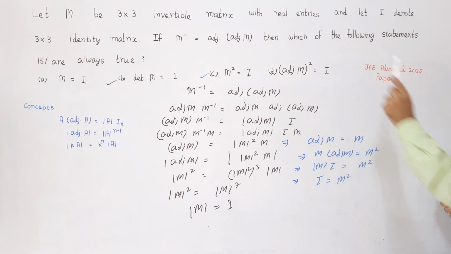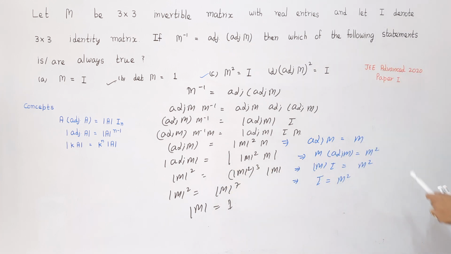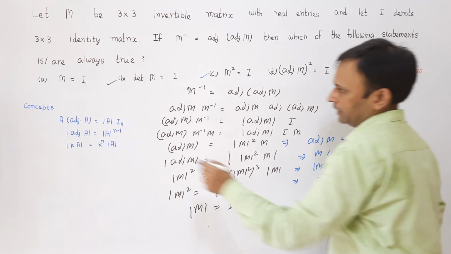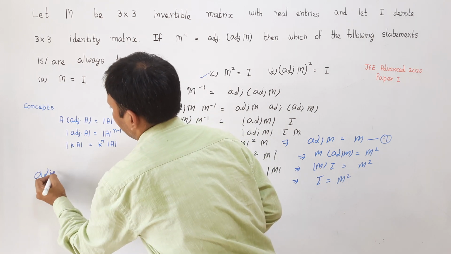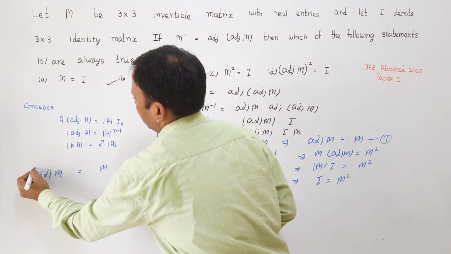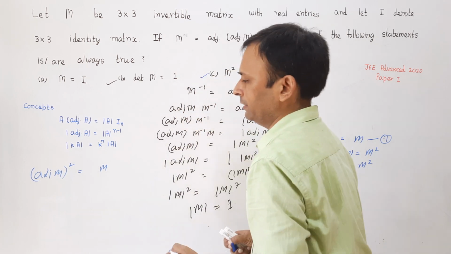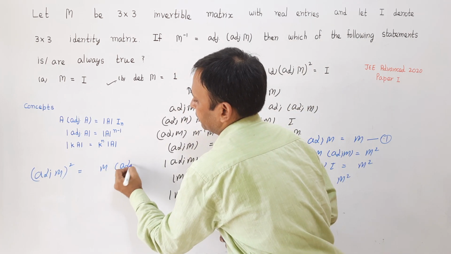Now to check whether adjoint of M square is I, here we have the adjoint of M is equal to M. From this result, say this is the first equation, I can say that if I multiply by adjoint of M again, I will get adjoint of M square. So from the first equation, adjoint of M is equal to M. If I multiply by adjoint of M on both sides, I will get adjoint of M square equal to M into adjoint of M.